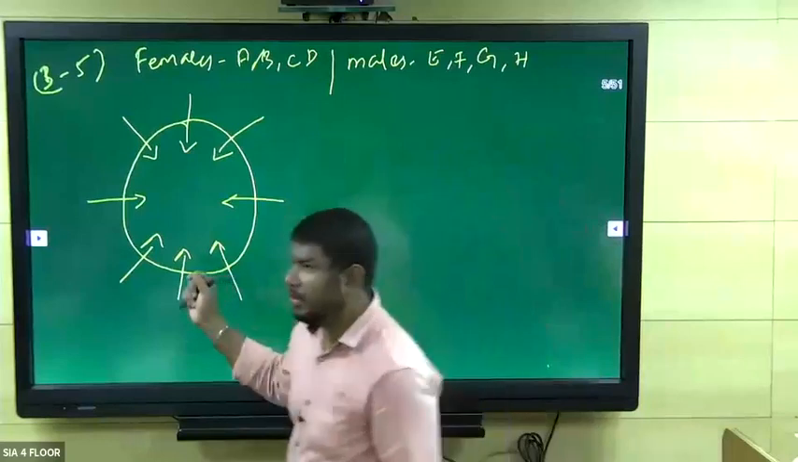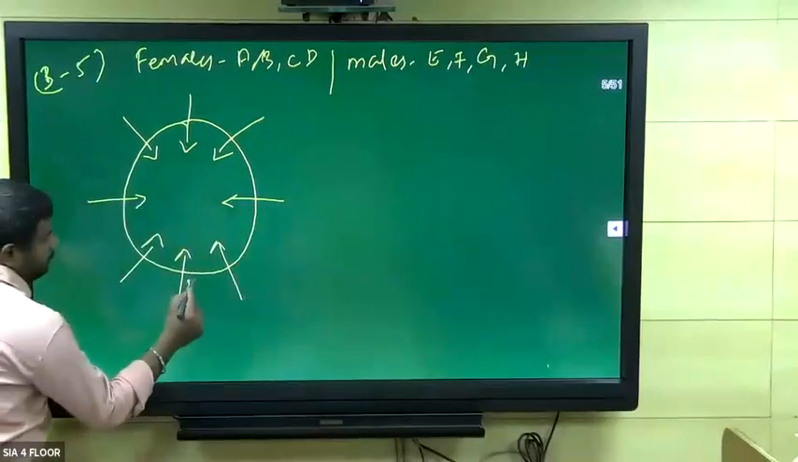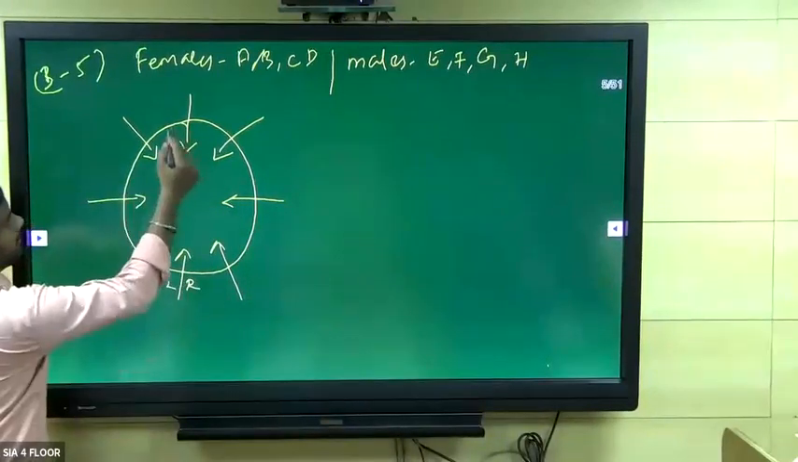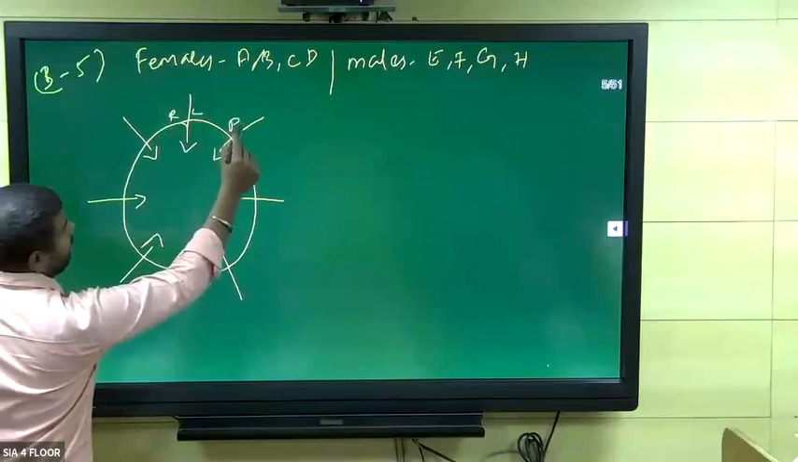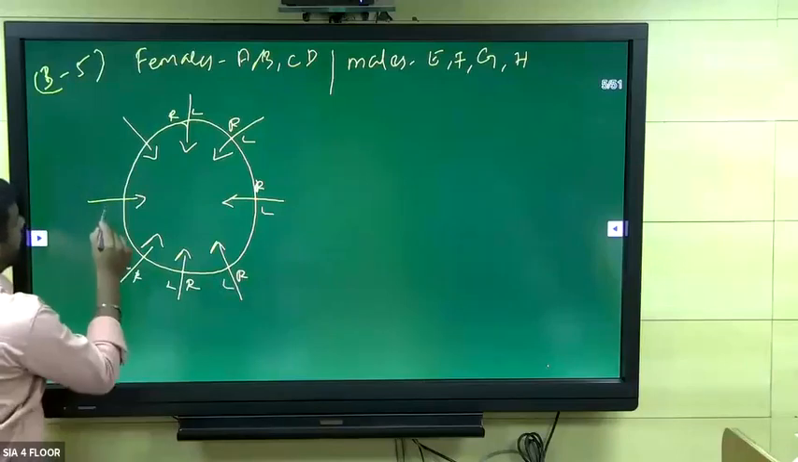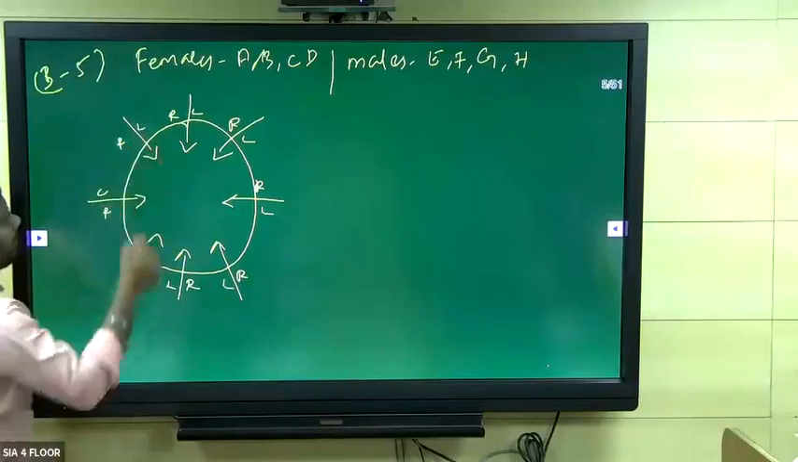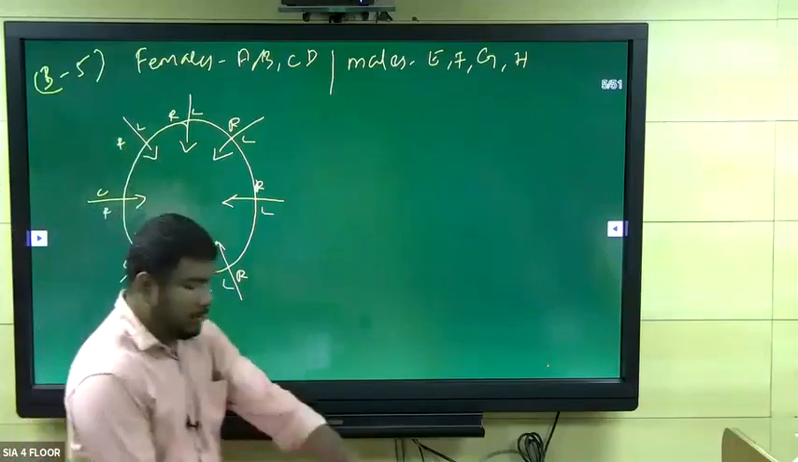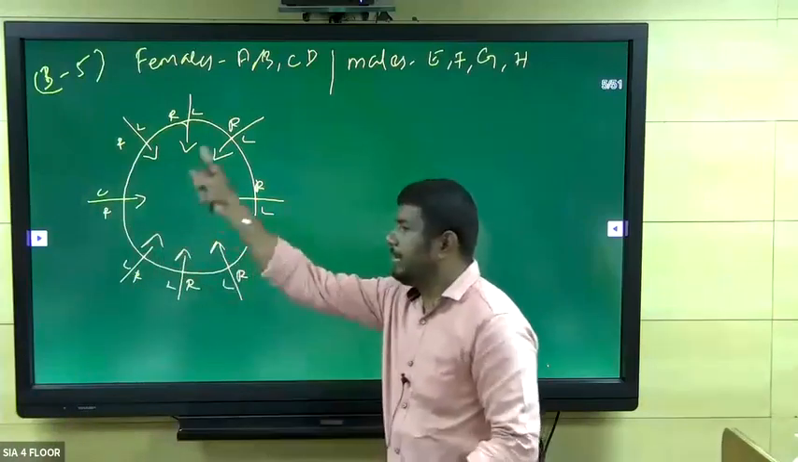Right and left for each person. We know already this is you, so your direction, okay, and here this is me, my direction. So right, left, right, left, right, left, right, left. Clear? Yes.